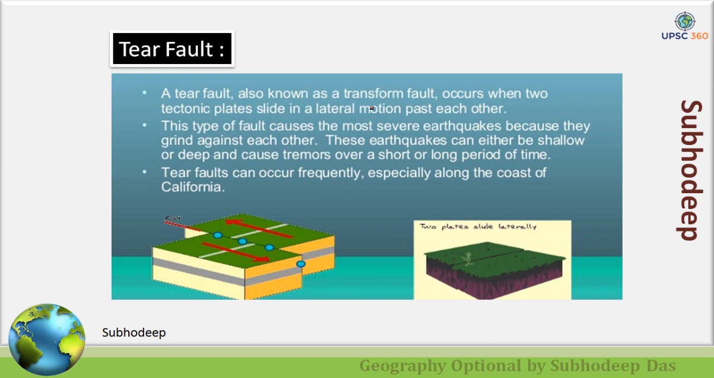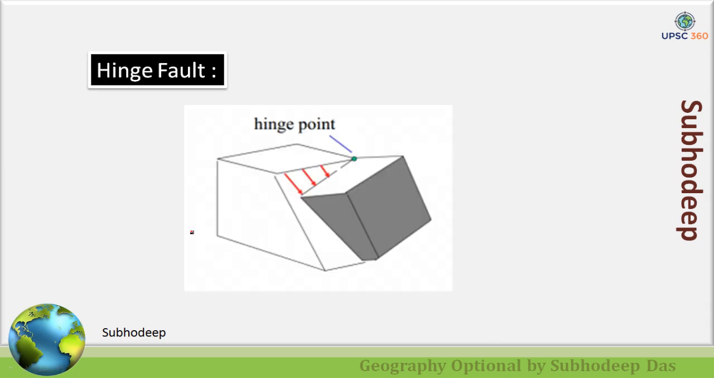Next is tear fault. Tear fault is also known as transform fault, which we have already discussed. So I don't think we have to read it again. But next is very important. This is called hinge fault. In hinge fault, this is the hinge point, and the slip happens around it. This is also the hanging wall only, but the hanging wall movement is in both directions, on this side as well as on that side, because it is hinged from a particular point. So that's why these kinds of faults are called hinge fault.